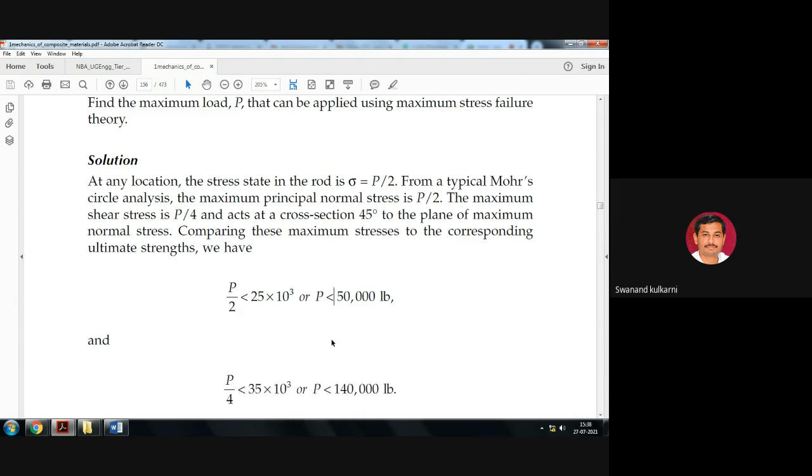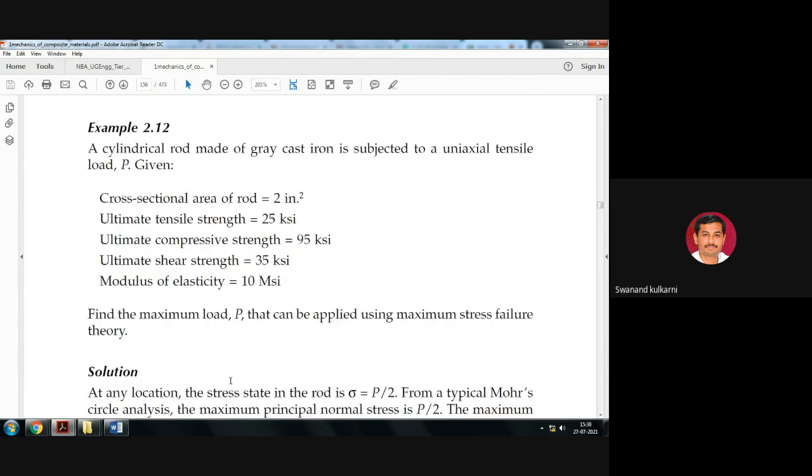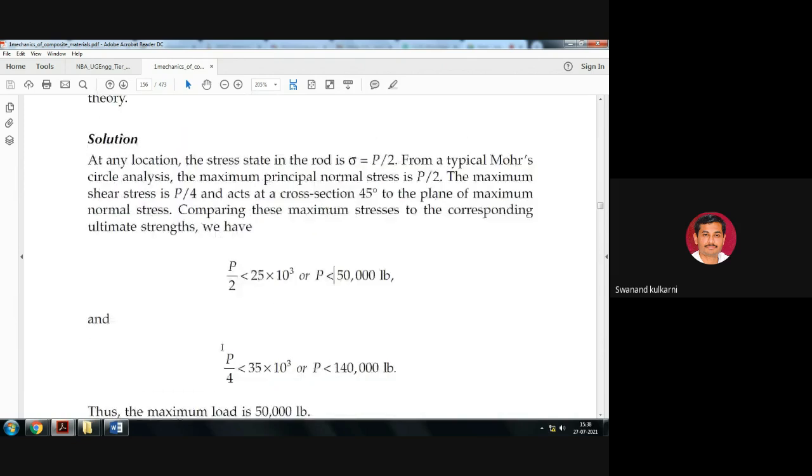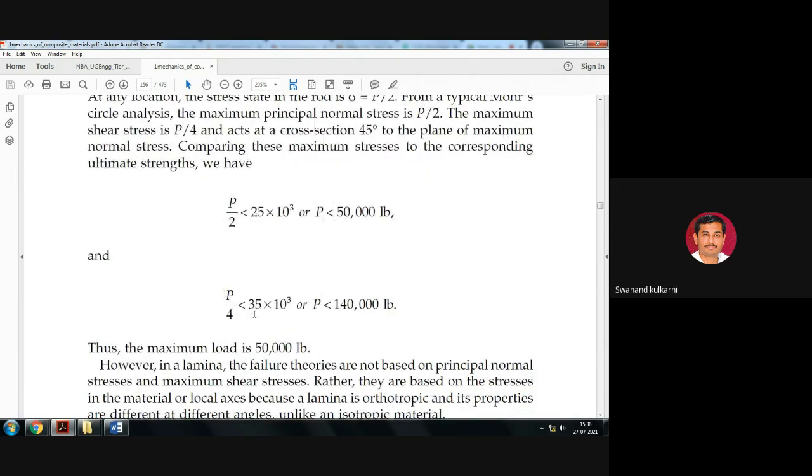But if we consider the shear stress, then maximum shear stress is P by 4 and acts at the cross section at 45 degrees to the plane of maximum stress. Already in analysis of mechanical elements, you have studied the principal stresses and strains. While studying those, we know that maximum shear stress is P by 4 and it acts at a cross section at 45 degrees. That reference is also taken because the ultimate shear strength is given as 35. So here if we take P by 4 equal to 35 into 10 raised to 3, then P we are getting as 140,000 pound. Here it is 50,000 pound.